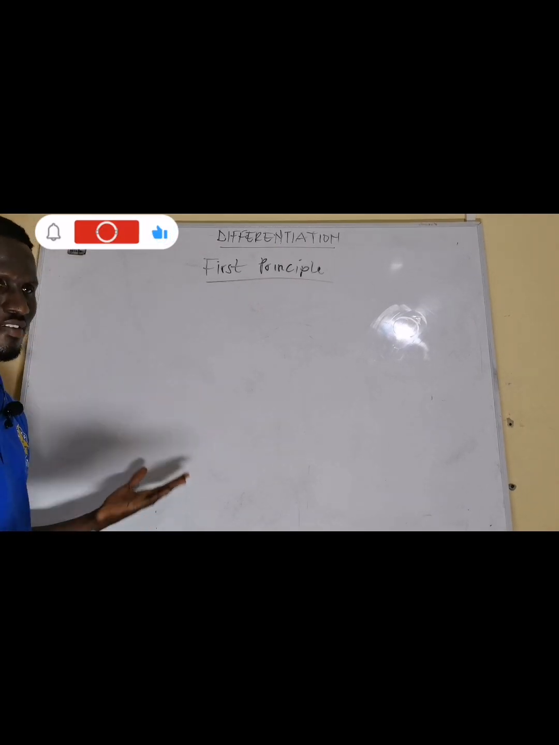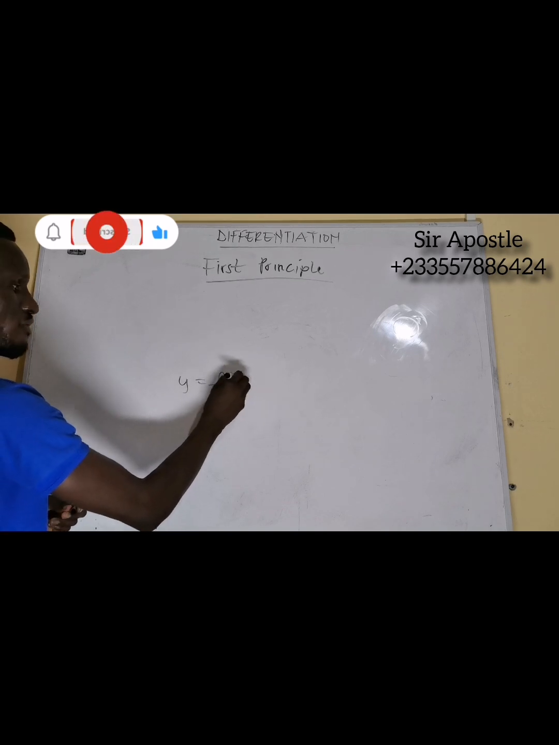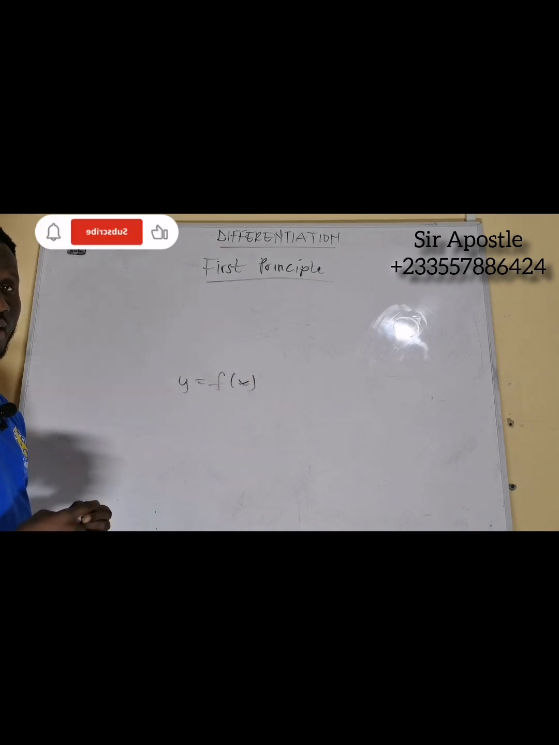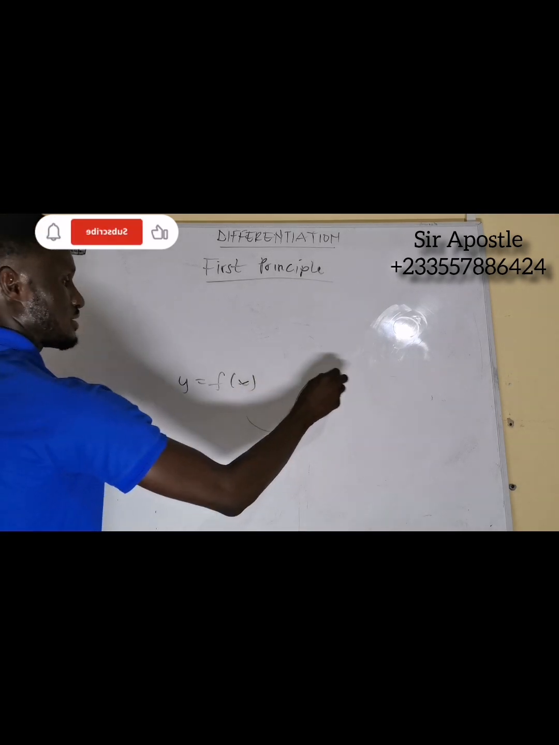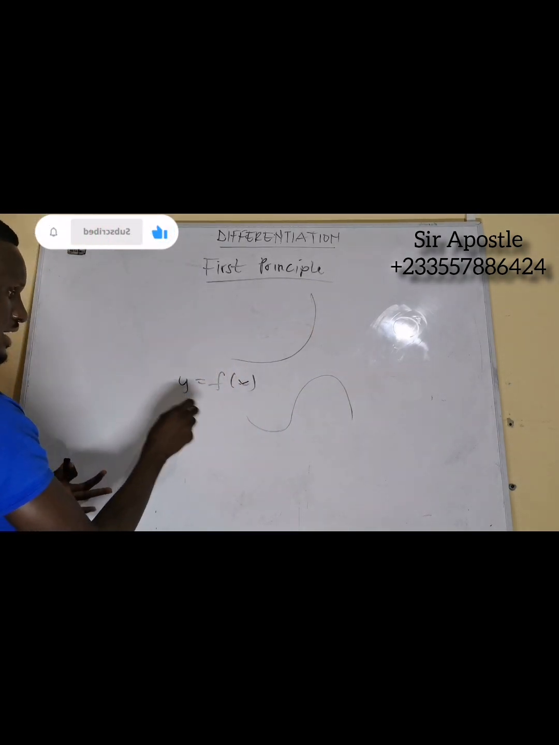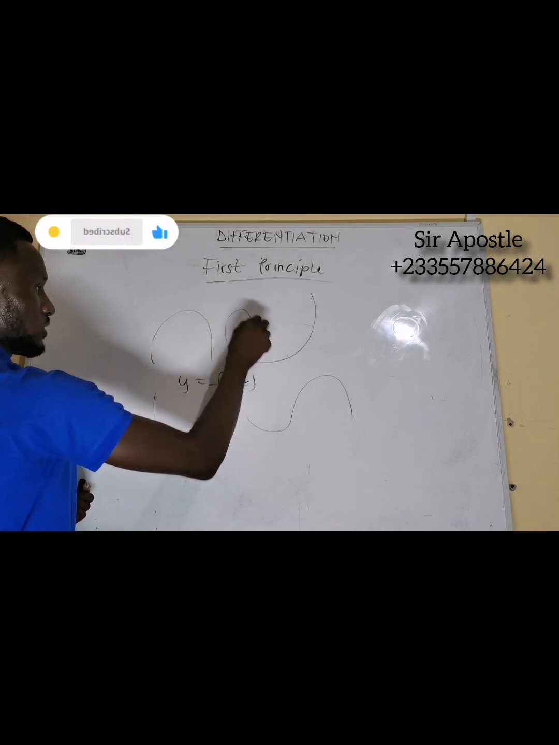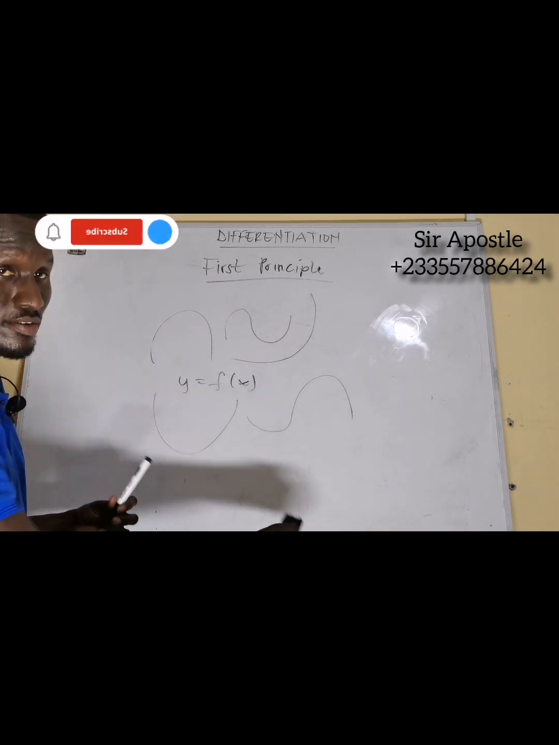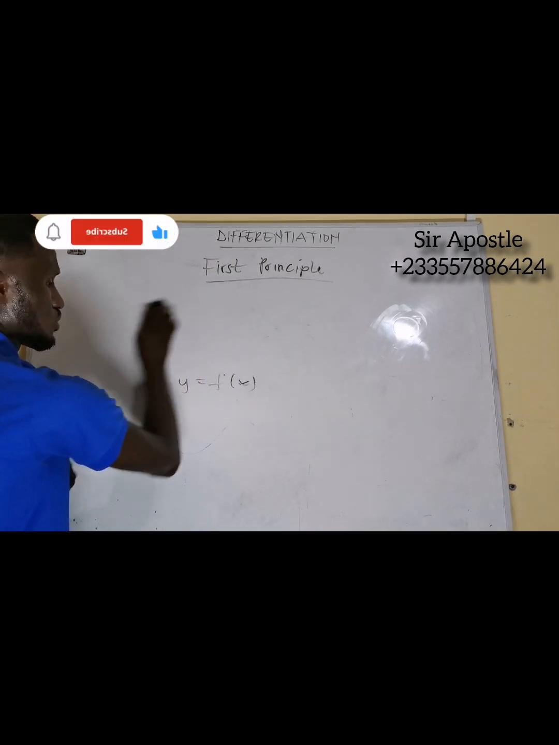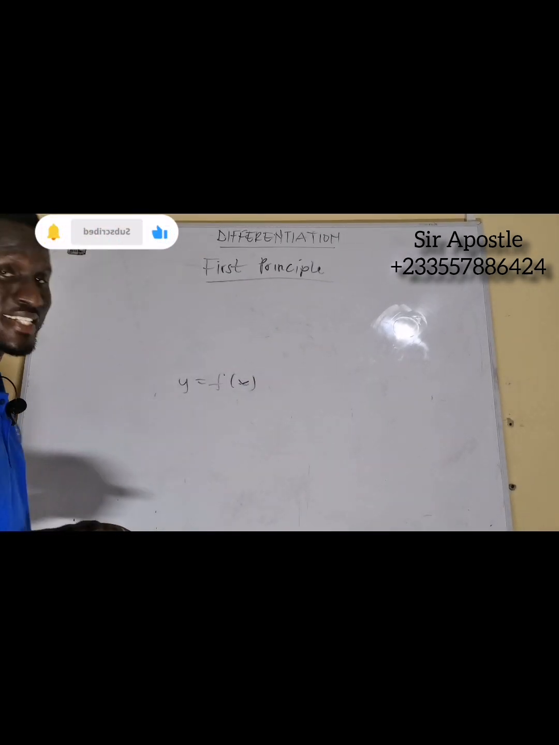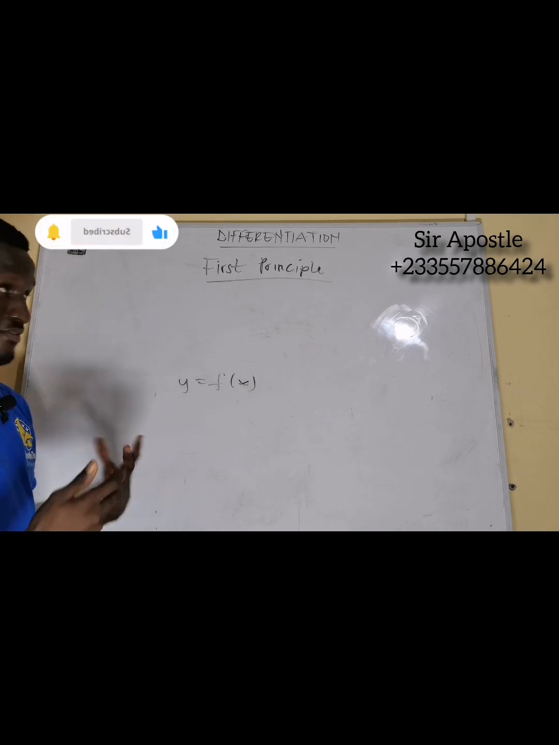Now, differentiation of a function. We are talking about a function, and the function is y equals f of x. This function y equals f of x can be in the form of a curve, like this, or like this, any curve. Now, the first principle, which is the same as the derivative function, is also called the derivative.